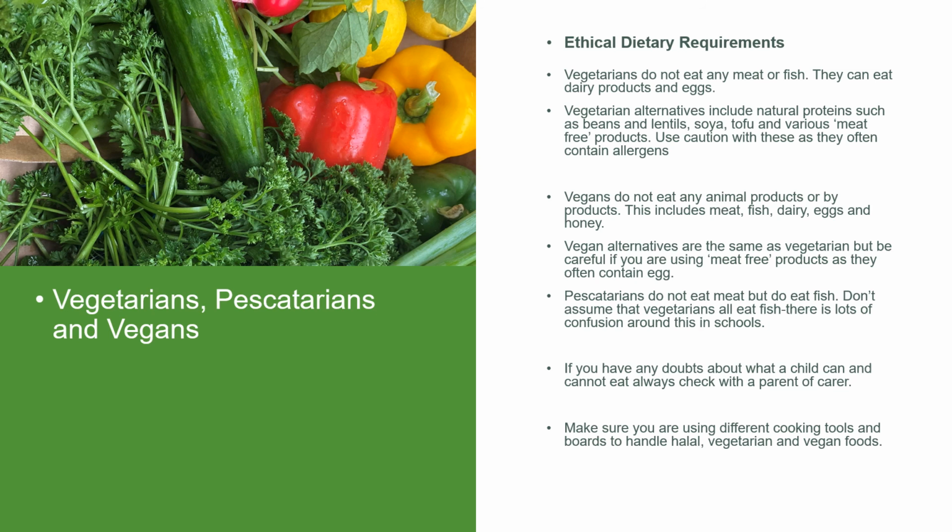If you've got any doubts at all about what a child can and can't eat, always check with the parent or carer. They would prefer to have a text or a short phone call than for you to make a mistake. Make sure that when you're cooking food for different dietary requirements, particularly for children with allergies, that you are using separate tools, separate equipment, and that you've clearly labelled all the food that you're using.